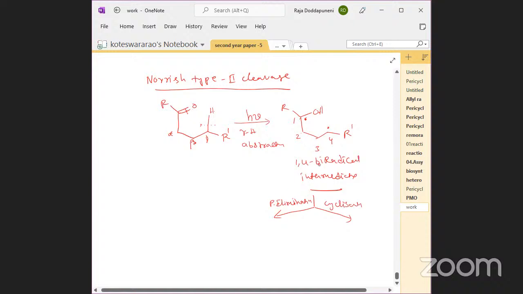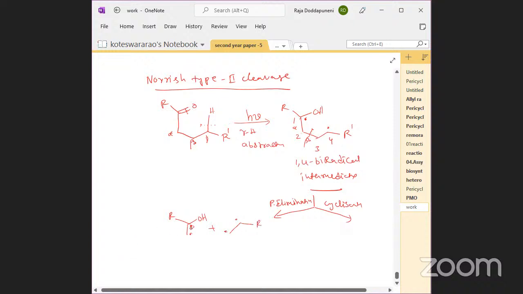In the photo elimination, this is the alpha bond, this is the beta bond. This carbon-carbon beta bond undergoes homolytic cleavage. Now, it leads to the formation of two biradical intermediates. One is the OH R, and another one is the beta bond and gamma bond. Both have a beta carbon and a gamma carbon, and both are radical in nature.